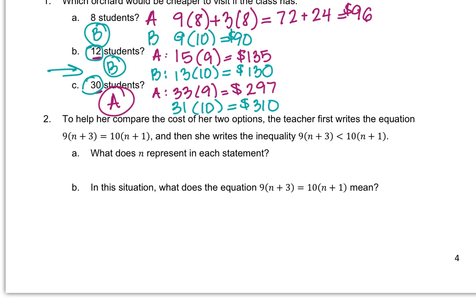So if we look at 2, it says to help her compare the cost of her 2 options, the teacher first writes the equation 9 times n plus 3 equals 10 times n plus 1. Then she writes the inequality 9 times n plus 3 is less than 10 times n plus 1. What does n represent in each statement? N would be the number of students attending.